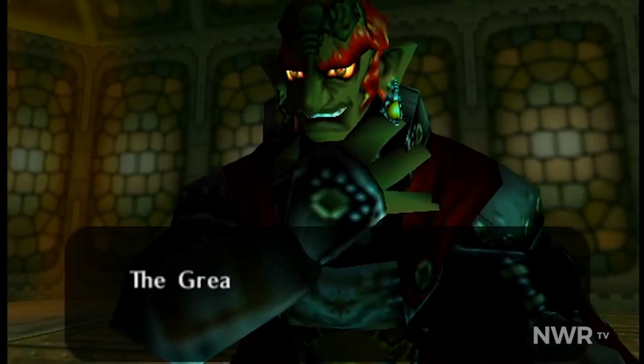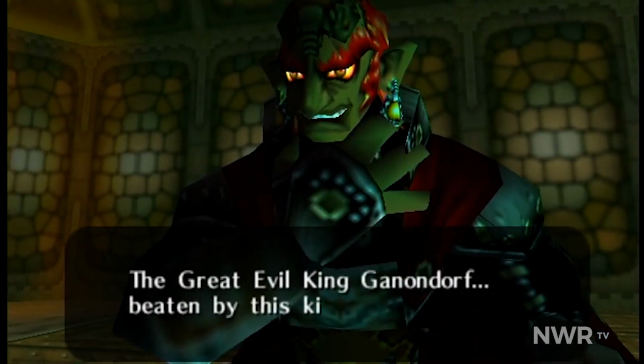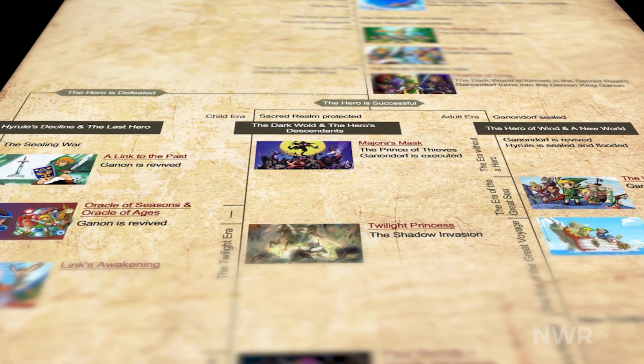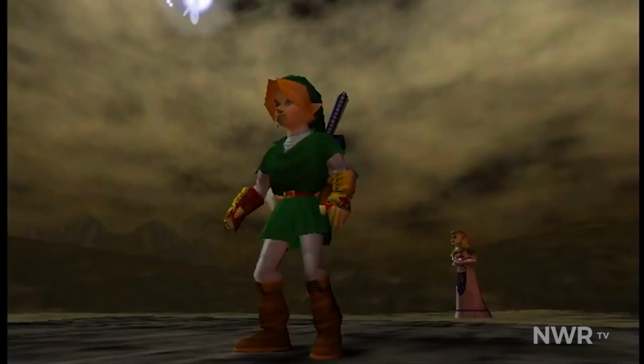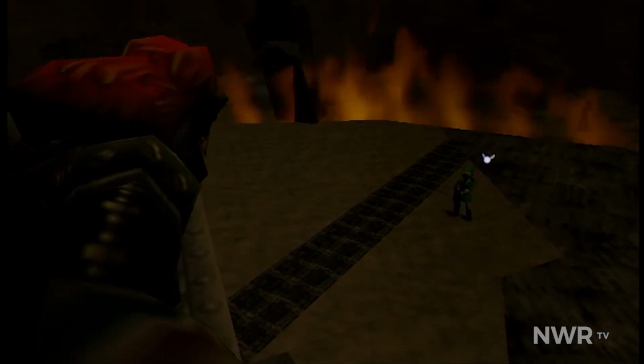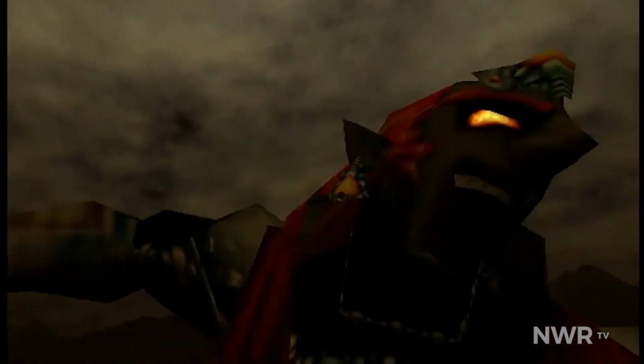Ocarina of Time. While most people can accept the child and adult timeline, there is a third timeline that is admittedly more confusing. This one occurs when Link loses his epic final battle with Ganondorf, resulting in the Fallen Hero timeline. Many players feel cheated by this timeline because they played Ocarina of Time and Link didn't lose. We saw it. We were there.